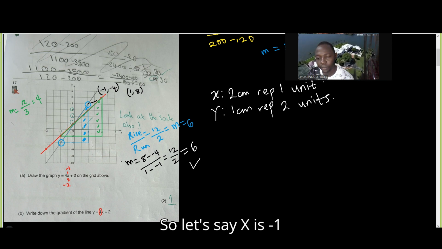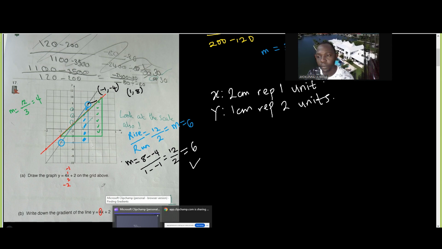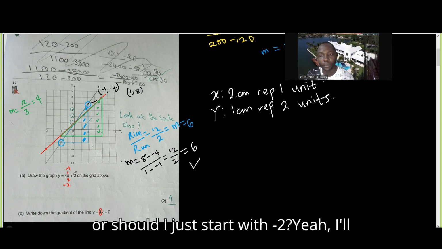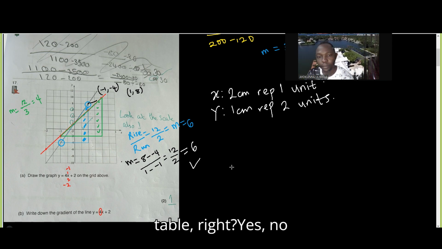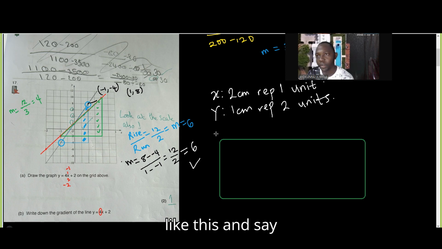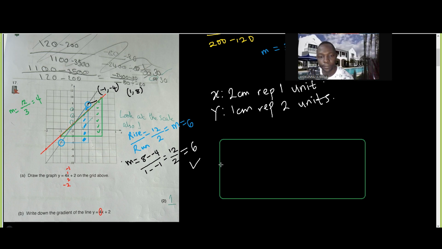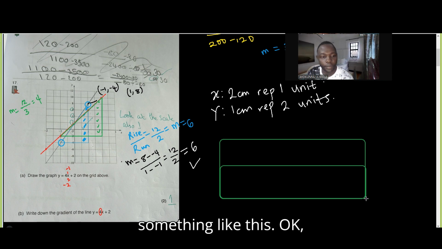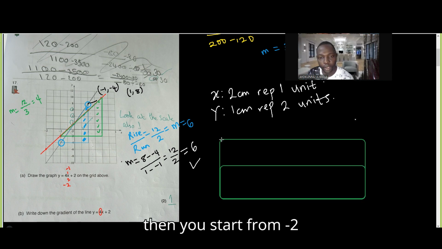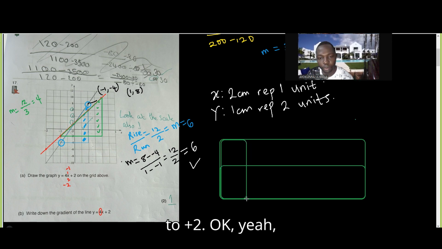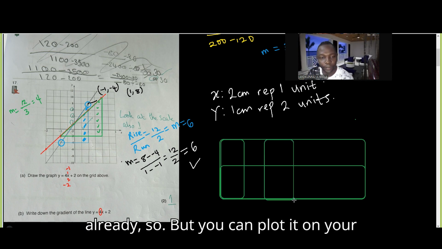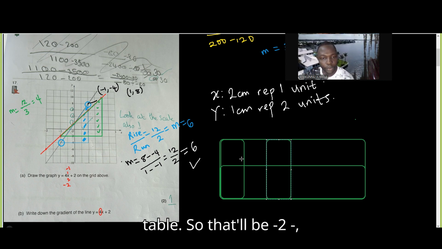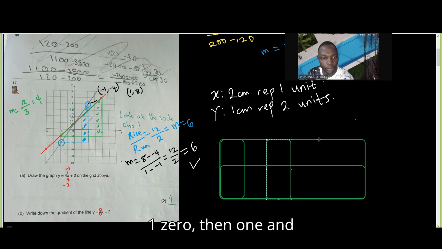So I could use some. Let's say x is -1, or should I just start with -2? You could start with -2. Okay, you want to plot the table, right? Yes. No problem. So you can just have something like this. Then you start from -2 to +2. We didn't even plot for 0, but 0 has been spelled out on the graph already. But you can plot it on your table.